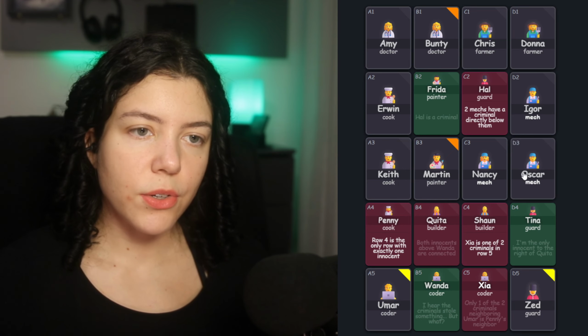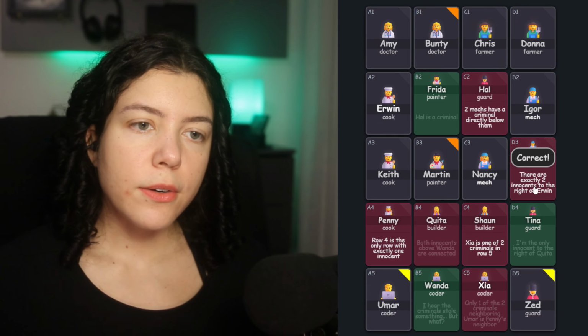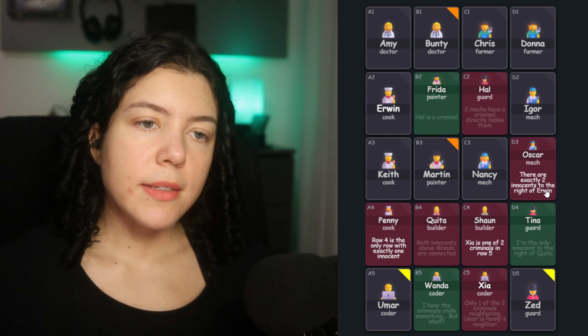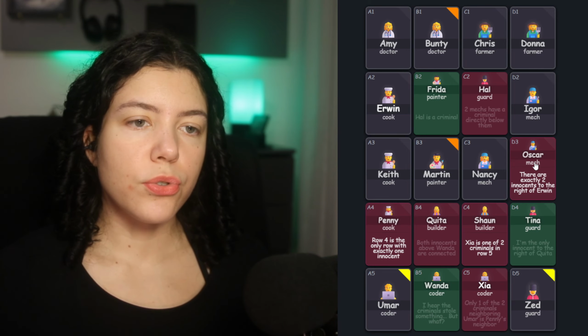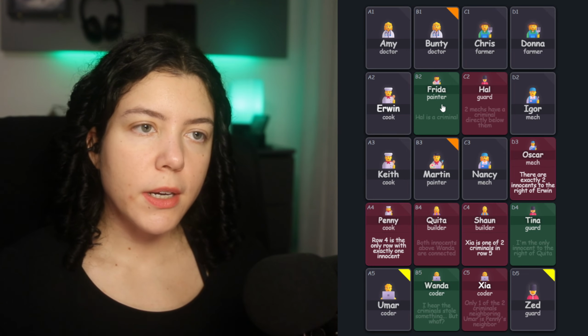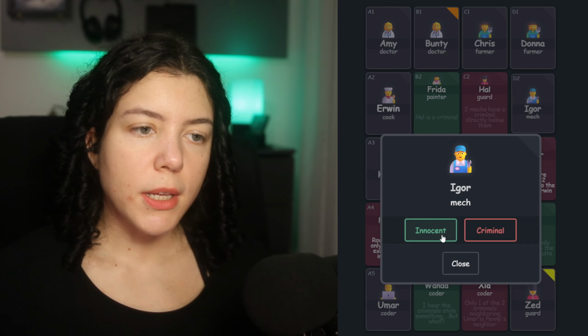So the second criminal has to be below the 3rd mechanic, in this case, Igor, and that's one of the mechanics, Oscar. So Oscar has to be a criminal here. And he says that there are exactly 2 innocents to the right of Erwin. So Frida is one of them, the other one has to be Igor.